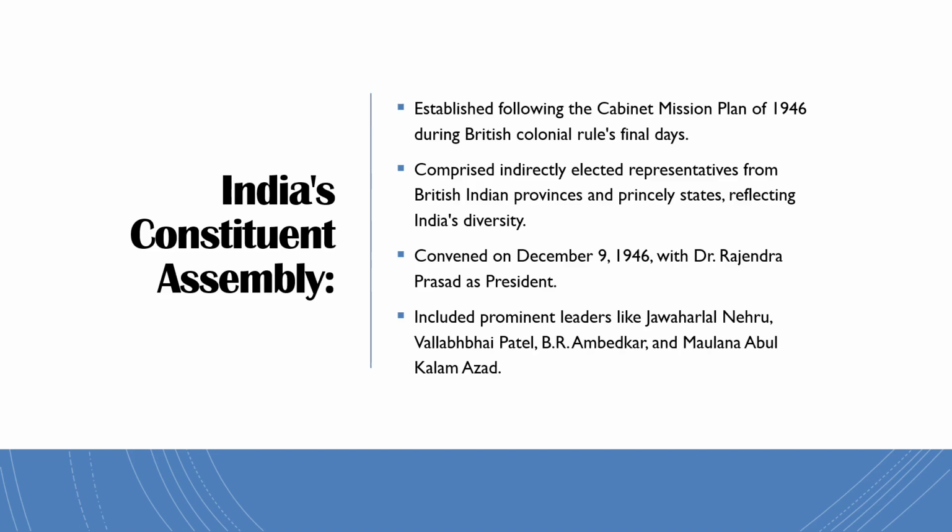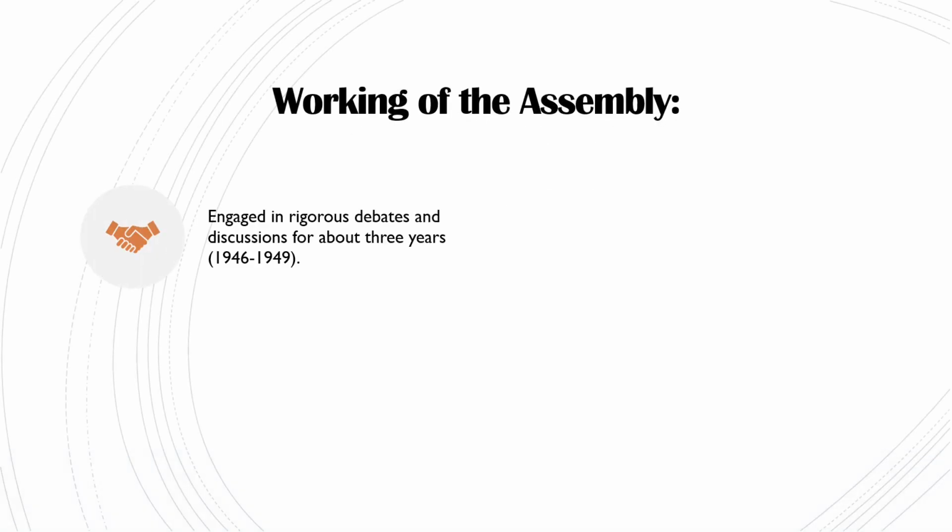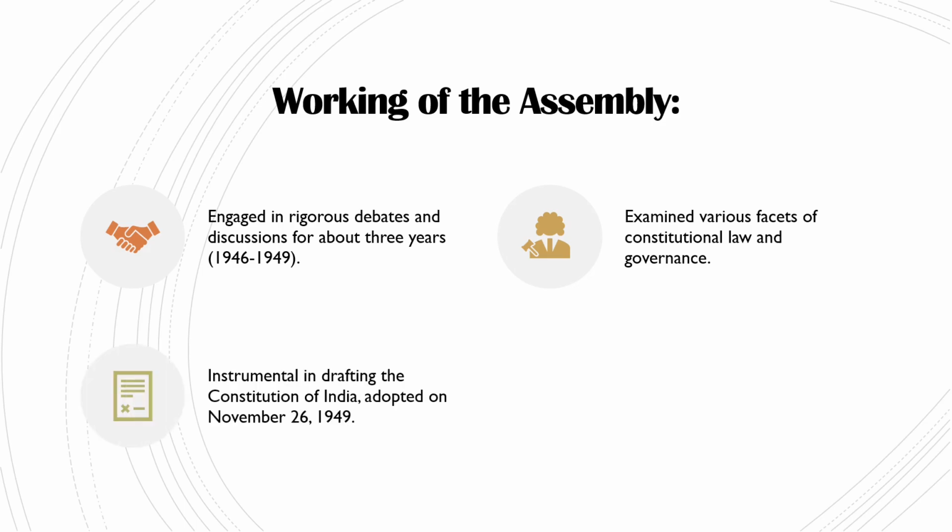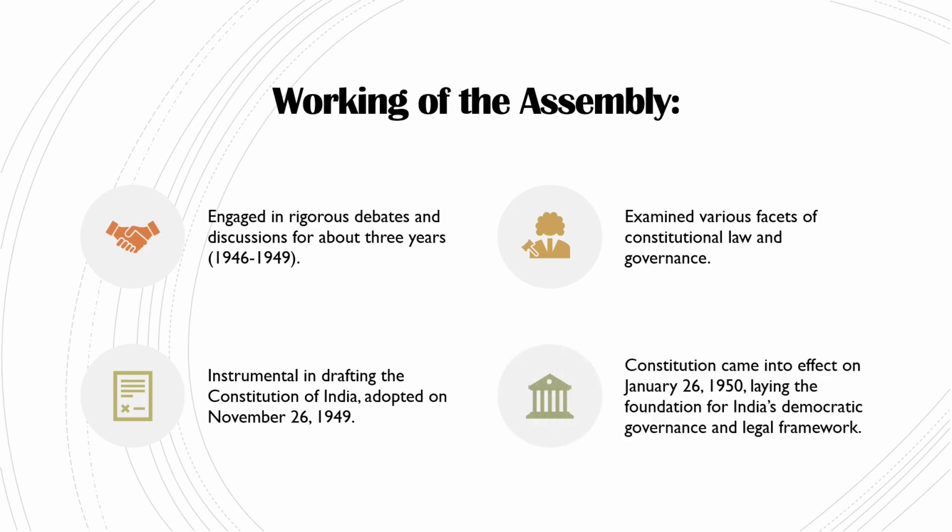Over the next 3 years, the Assembly engaged in rigorous debates and discussions examining various facets of constitutional law and governance. This process was instrumental in drafting the Constitution of India, which was eventually adopted on November 26, 1949 and came into effect on January 26, 1950. The Constituent Assembly thus laid the foundation for India's democratic governance and legal framework.